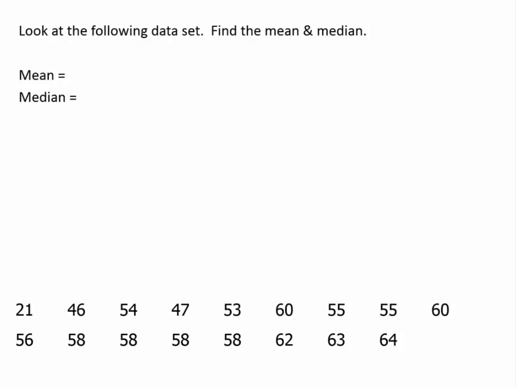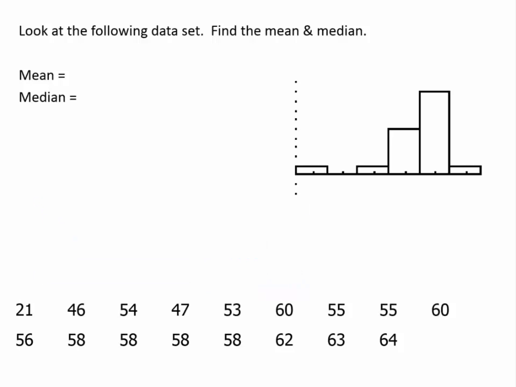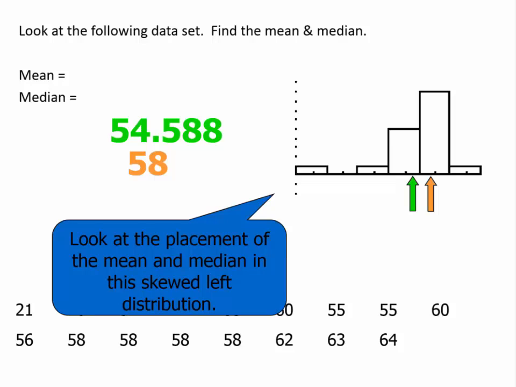Then we'll do this last data set. So same thing, type in the numbers into some sort of technology, and we get the mean and the median and the graph. So the graph looks about like this, closer to left skewed, and we have a median of 58, a mean of 54.5, and then clearly it's left skewed, so the mean again is pulled in the direction of the skewness.